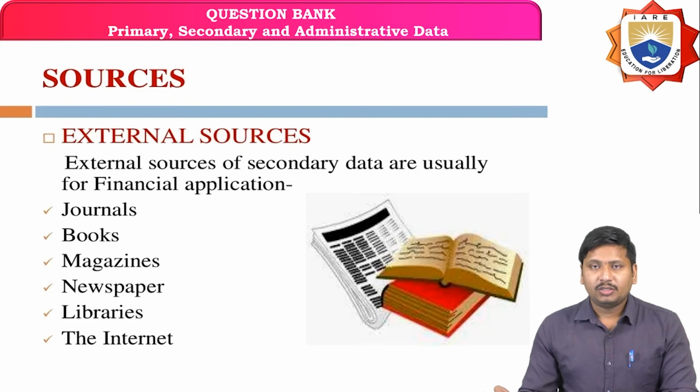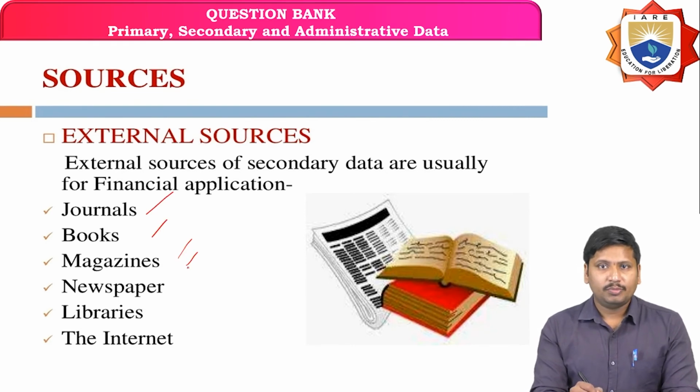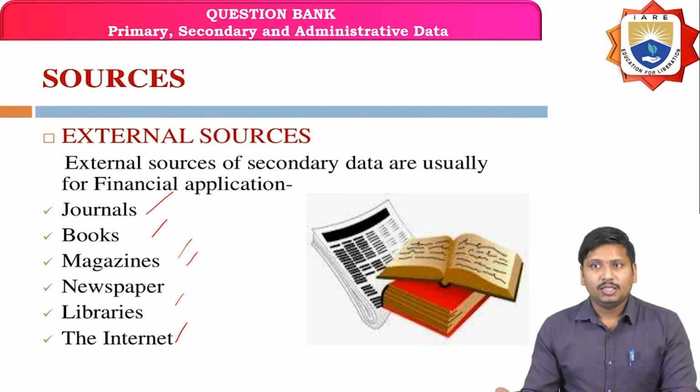And when it comes to external sources, these will be journals, books, magazines, newspapers, libraries, and the internet. So these are some of the external sources of the secondary data.